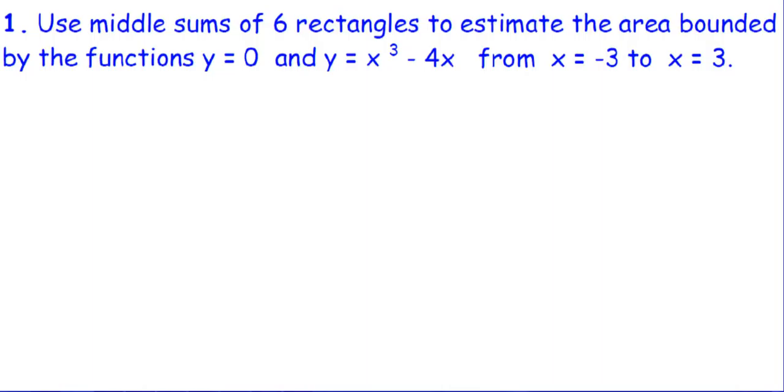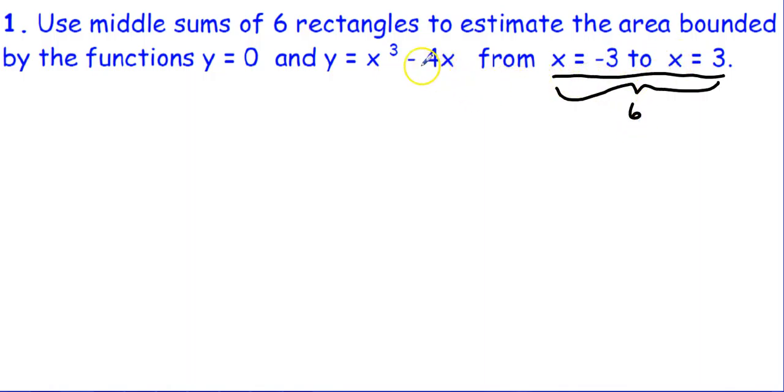Alright guys, we want to use middle sums of 6 rectangles to estimate the area bounded by these given functions. And we want to do it on this interval here, and this is an important part that you recognize. If we want to do it on this interval, that's going to be the total width that we're checking out. So the total width, the distance from -3 to 3, is going to be 6.